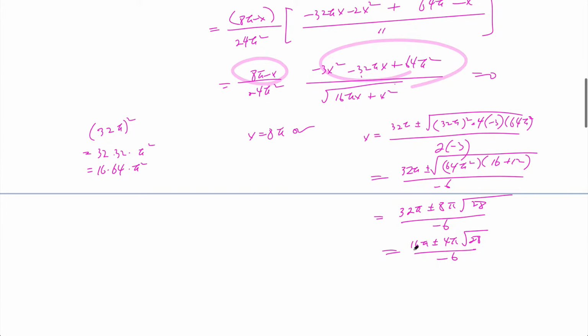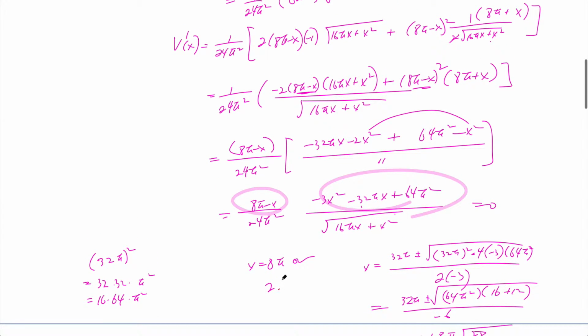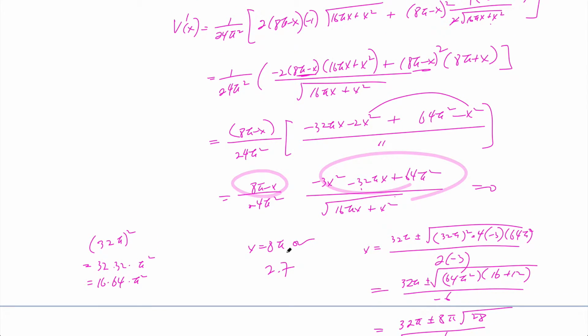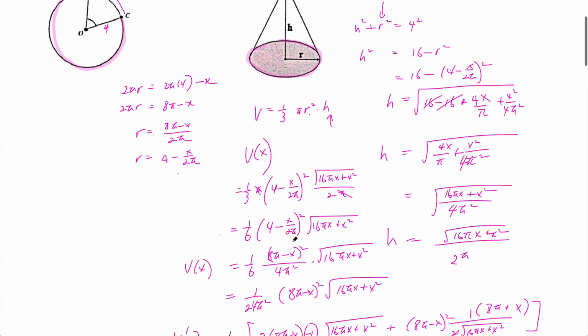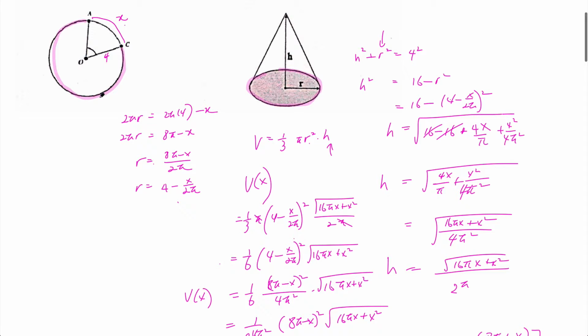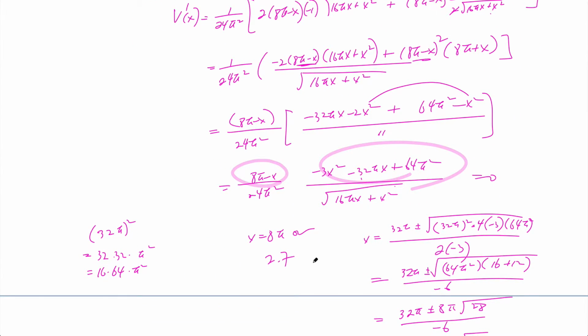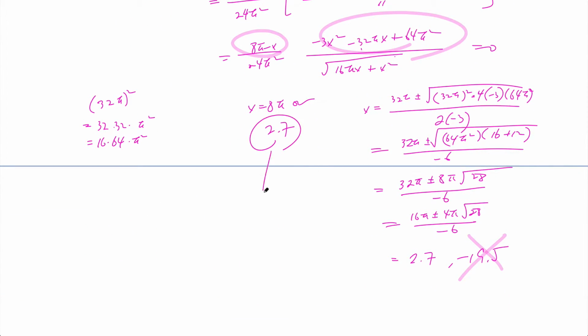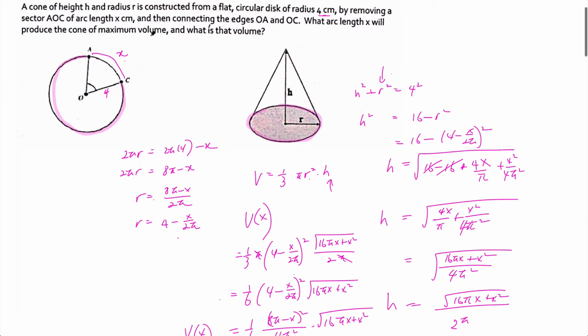Okay, so that doesn't really help. I think we do need this in a decimal value to make sense of it. So we reject the negative answer. So it's 2.7. It's 2.7 or 8 pi. Okay, but let's go up here. Do you see how 8 pi is actually the whole thing, right? So that's basically we have no cone. We cut up the whole cone, right? So it's actually this. That's the x value that we want, which will maximize the volume of the cone.